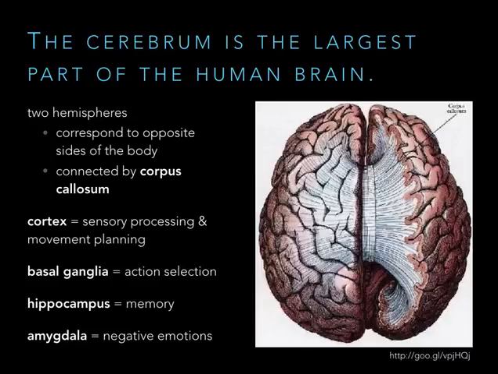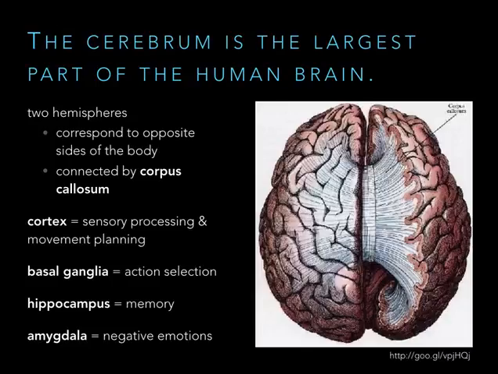Okay, and we can see that in this illustration here. Those white fibers allow the two sides of our brain to talk to one another, because each side is controlling the opposite side of our body. So our left cerebral hemisphere is controlling the right side of our body, and the right cerebral hemisphere is controlling the left side of the body.